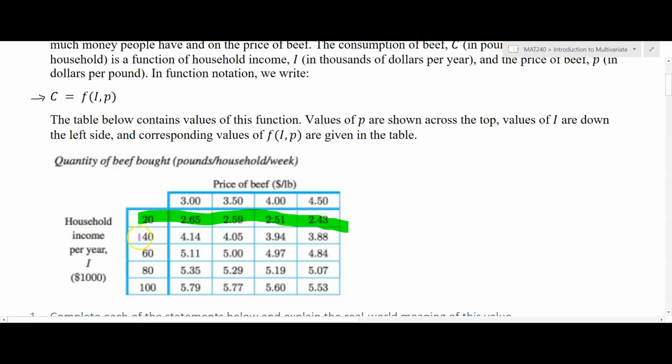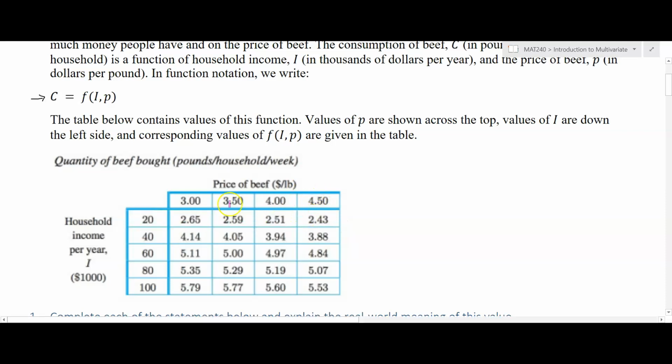The same goes for a family earning $40,000 a year. I can see that when the price of beef is $3 a pound, they consume 4.14 pounds of beef per week, a little bit less as the price goes up 50 cents per pound, less even as the price goes up by another 50 cents, and they consume the least when the price of beef is the highest.